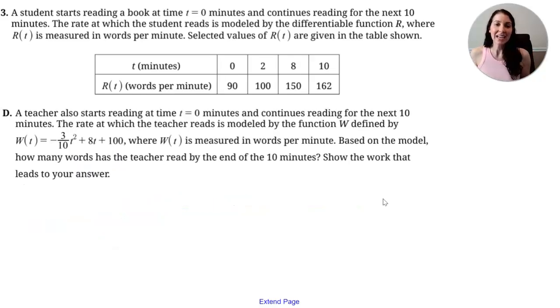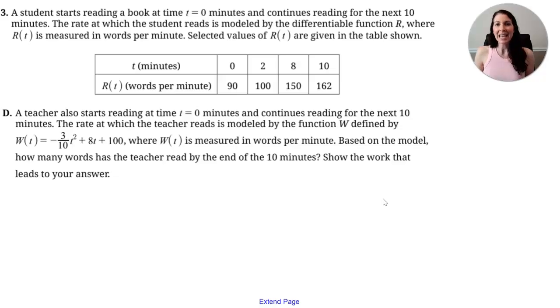And now part D, a teacher also starts reading at time t equals 0 minutes and continues reading for the next 10 minutes, and the rate at which the teacher reads is modeled by this function w of t that's defined for you. And again, that's also measured in words per minute. Based on the model, how many words has the teacher read by the end of 10 minutes? And we will show the work that leads to the answer.